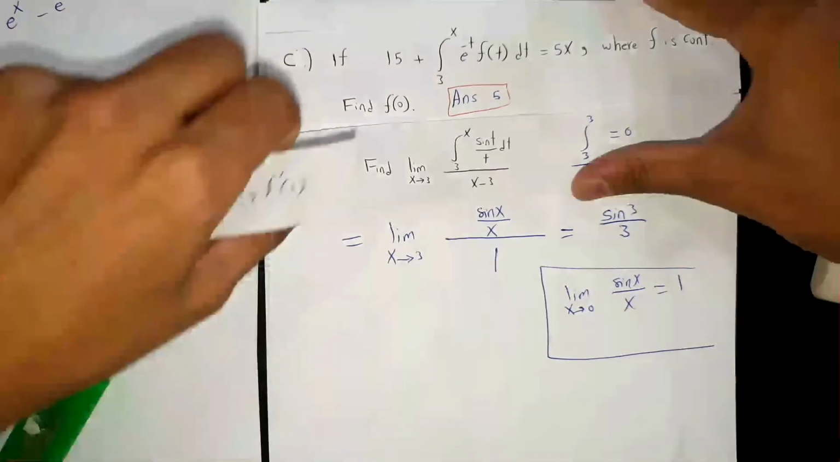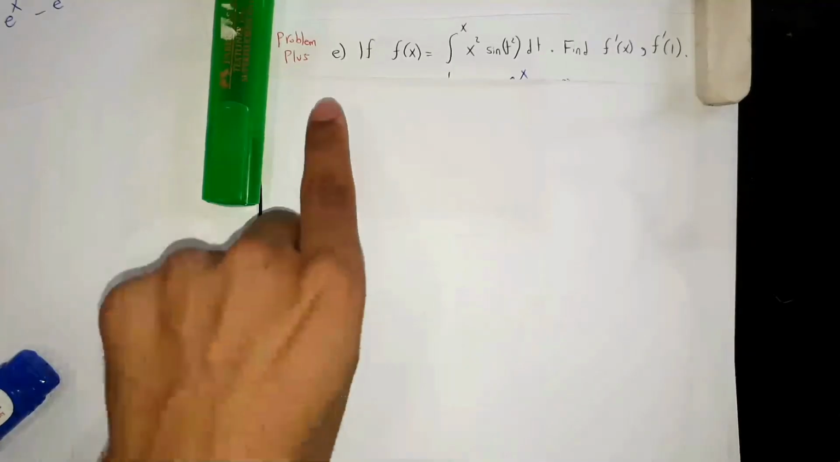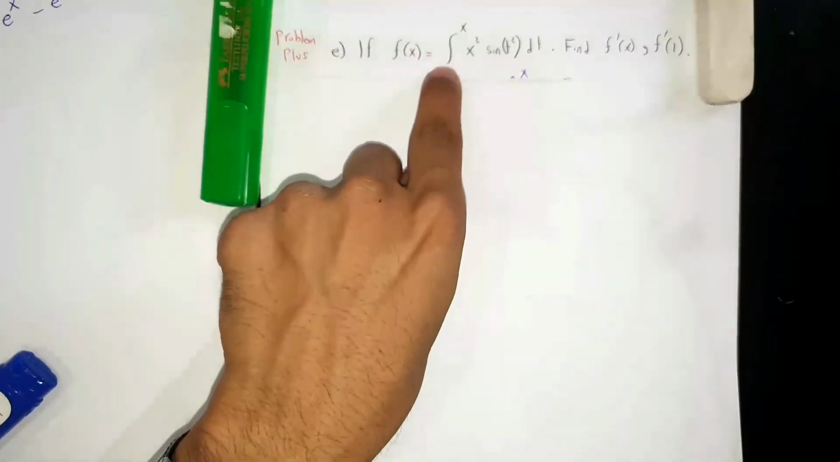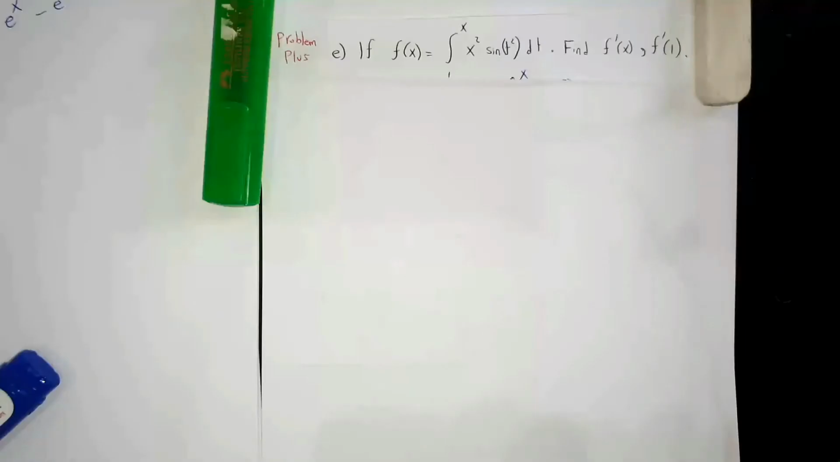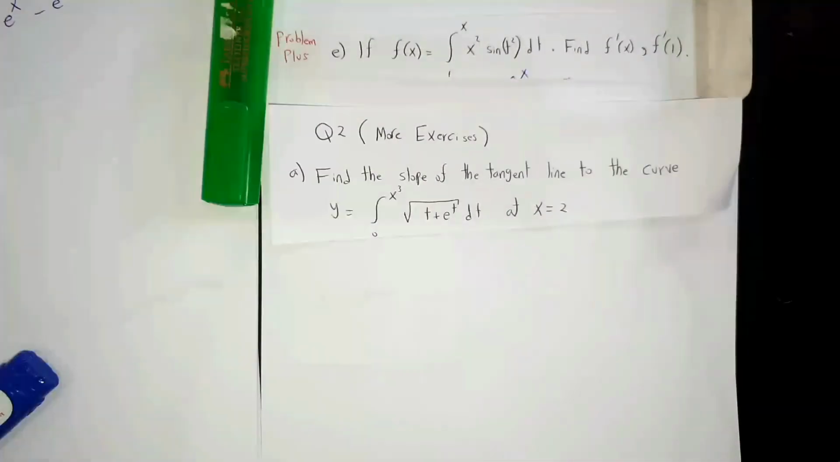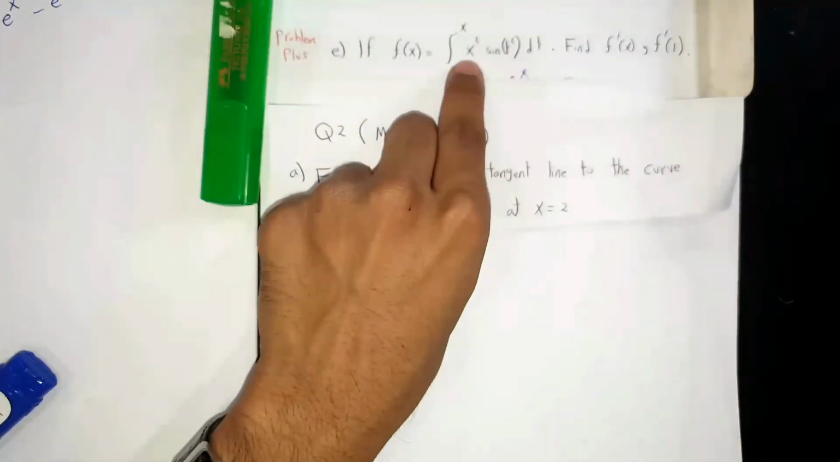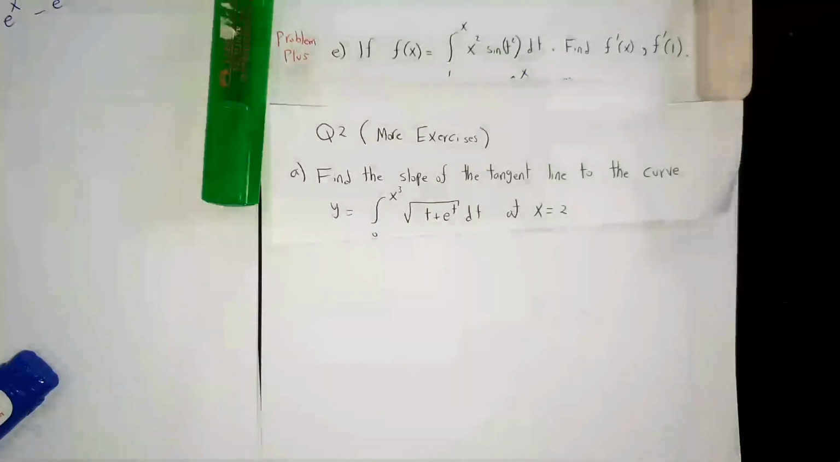Now let us see part E. This one is very interesting. He said, if f of x equals the integral from 1 to x of x squared sine t squared dt, find f prime of x and also find f prime at 1. First of all, do you notice something here? There is something different here. We have x squared inside and we have t. I mean, we have two variables, that is x and that is t.